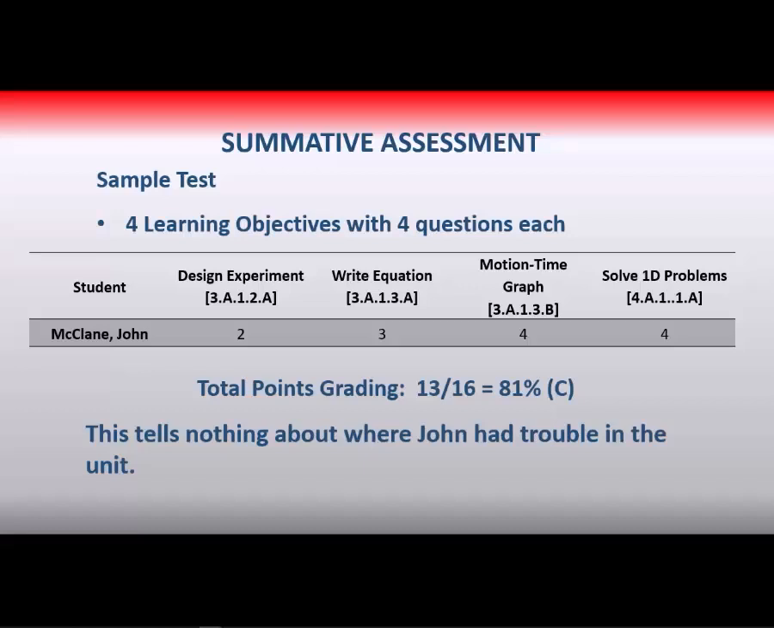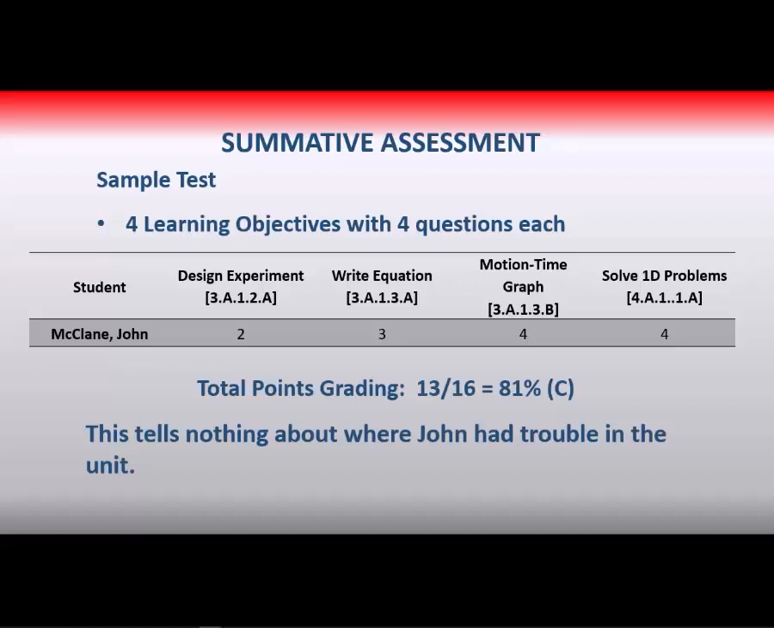But just having this number 81 written at the top of his test tells him nothing, and tells John's parents nothing about how they are doing in the course. It just says it's a C. Maybe they were really strong in some parts and very, very weak in others, or maybe it's just a constant C across the board.